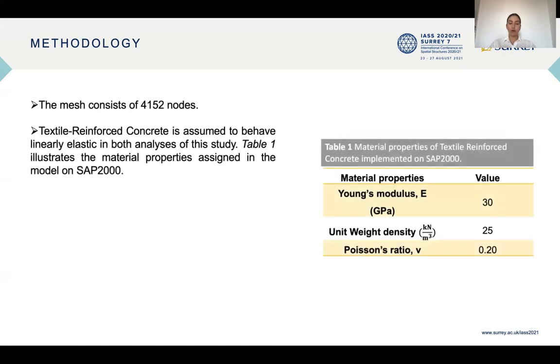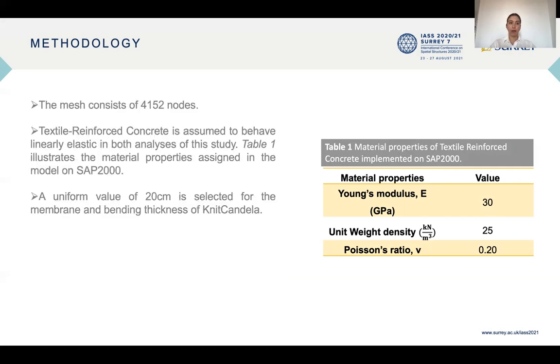Textile reinforced concrete is the main structural material and is assumed to behave linearly elastic in both analyses of this study. Table 1 demonstrates the material properties assigned on SAP 2000. The thickness of the shell was selected based on the shell's ability to resist load combinations without achieving high slenderness. Therefore, a uniform value of 20 centimeters was selected both for the membrane and bending thickness of KnitCandela.